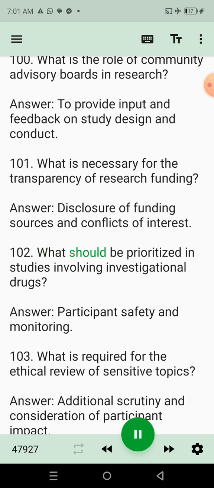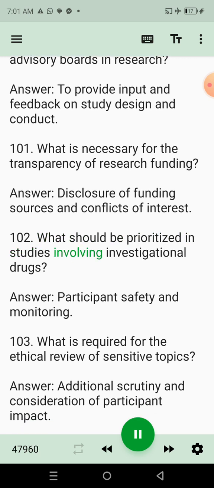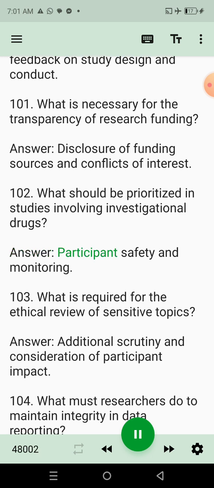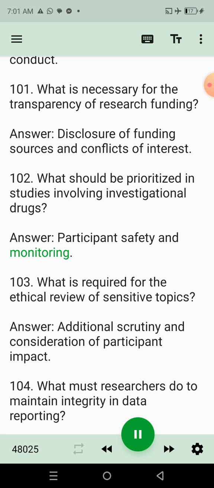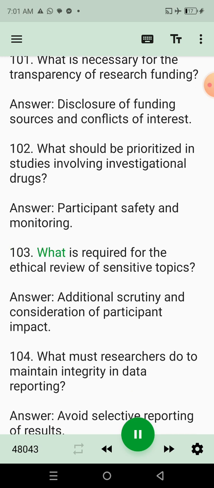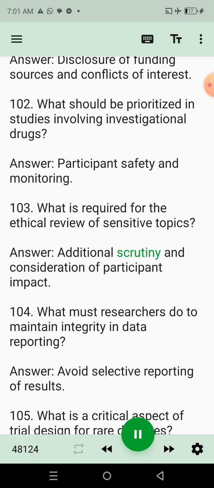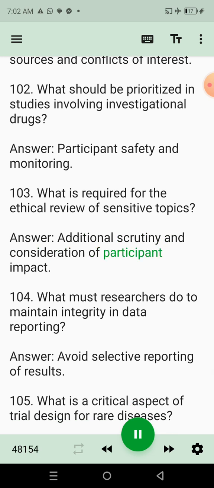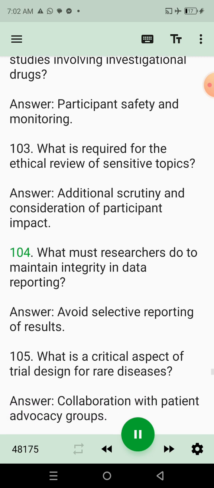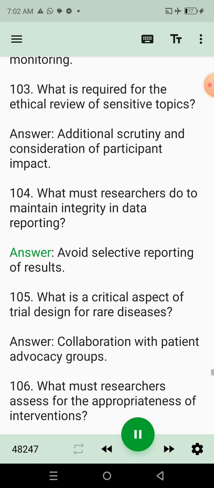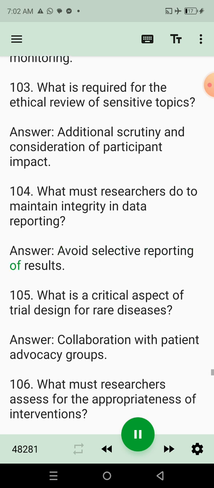102. What should be prioritized in studies involving investigational drugs? Answer: participant safety and monitoring. 103. What is required for the ethical review of sensitive topics? Answer: additional scrutiny and consideration of participant impact. 104. What must researchers do to maintain integrity in data reporting? Answer: avoid selective reporting of results.